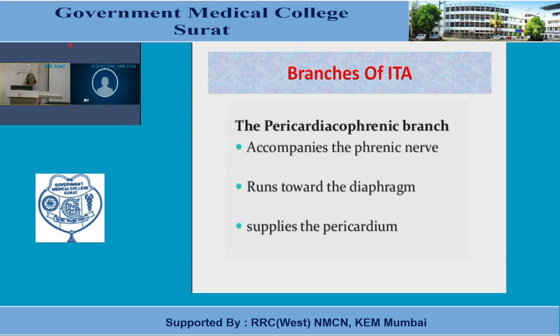The most important branch is the pericardiophrenic branch, which accompanies the phrenic nerve, which lies in front of the scalenus anterior muscle. Phrenic is the synonym word for the diaphragm. It runs towards the diaphragm and supplies the pericardium. The supraclavicular nerves and the phrenic nerve have the same root value. That's why irritation of the diaphragm will cause pain which is referred to the shoulder. It is called shoulder tip pain. We have discussed this in the upper limb. The most important amongst the branches of the internal thoracic artery is the pericardiophrenic branch.